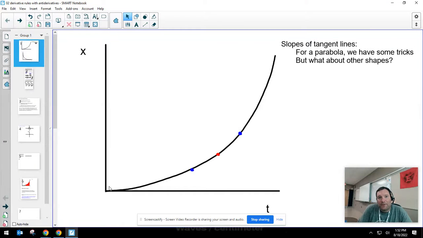Hello, physics team. Hope you're doing all right today. I would like for us to think a little bit about slopes.